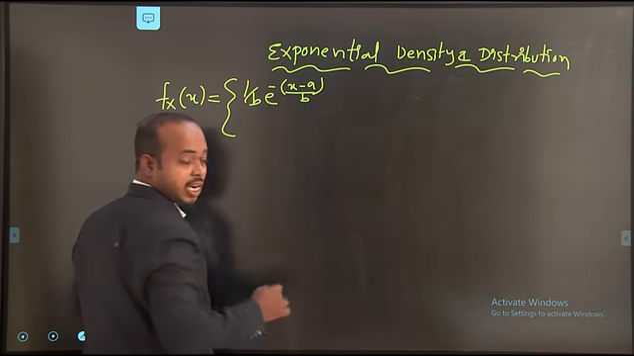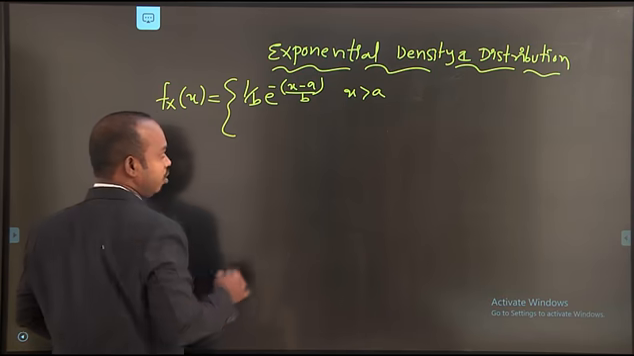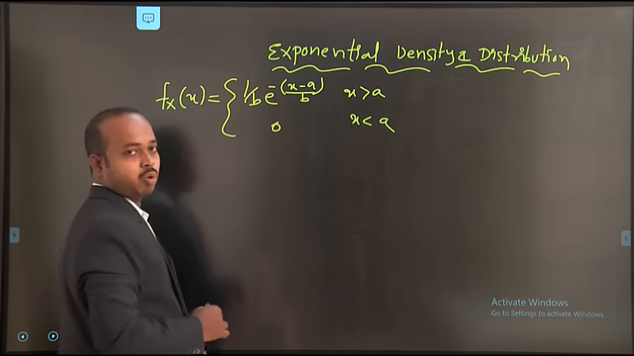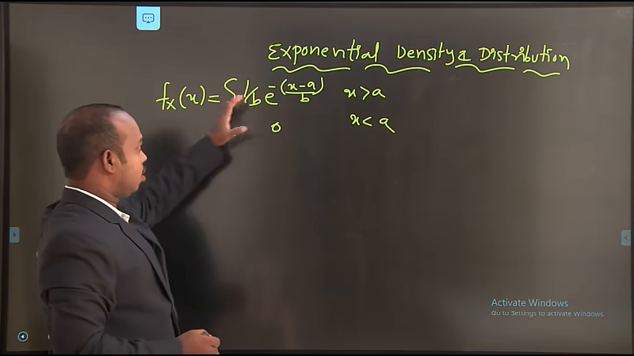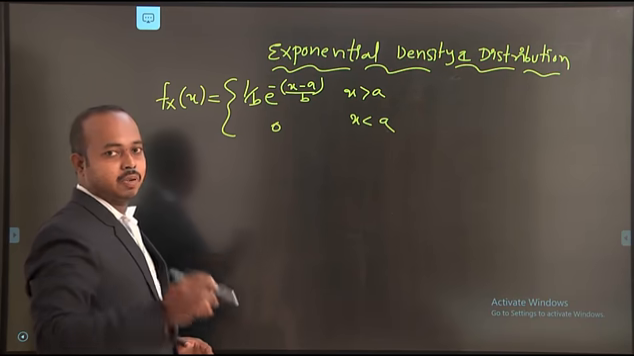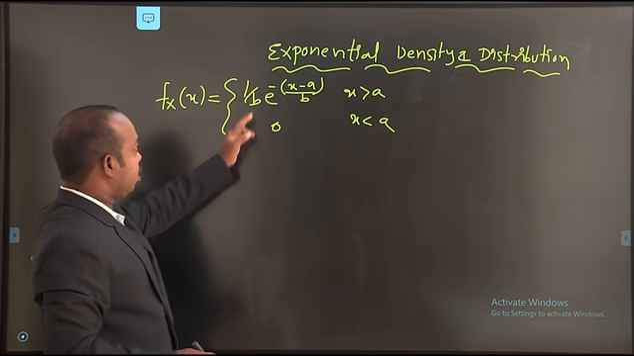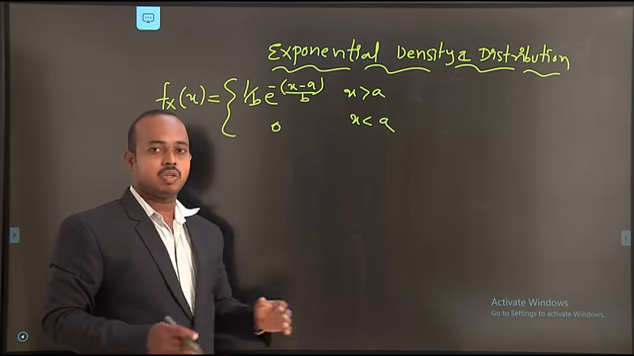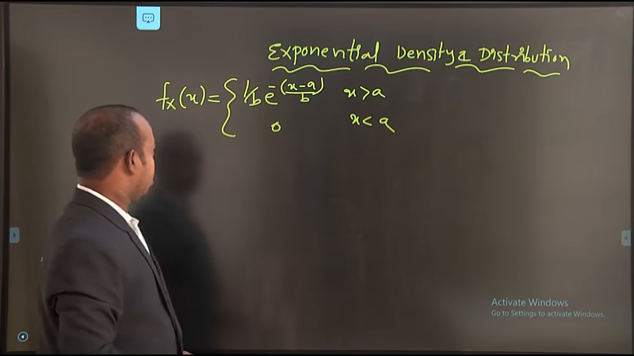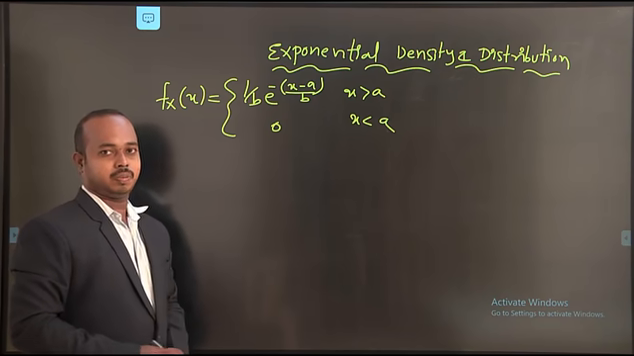Here the values we are having when x is greater than a; where x is less than a, the quantity is 0. This one is the fundamental value for the exponential density function. Now we can see how to obtain its distribution function.